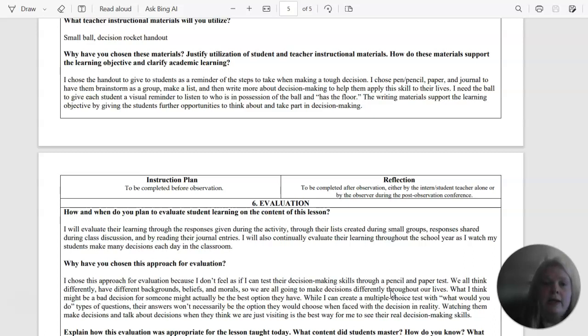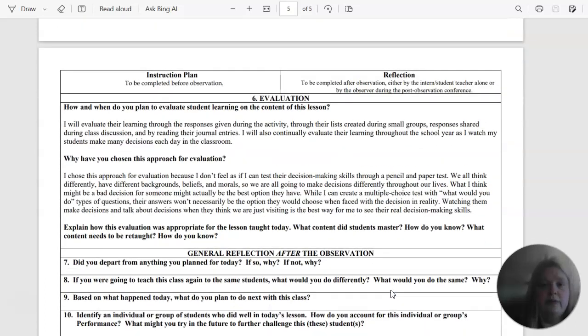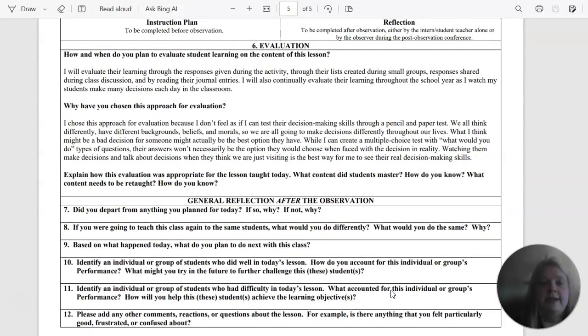I need the ball for our activity just to give each student a visual reminder to listen to who is in possession of the ball and who has the floor. The writing materials support the learning objective by giving the students further opportunities to think about and take part in the decision-making process. And I will evaluate their learning through the responses given during the activity, through their lists created during small groups, responses shared during our class discussion, and then just by reading their journal entries.